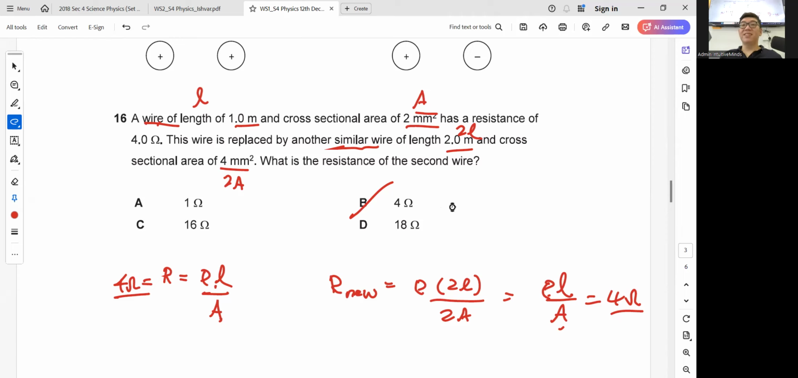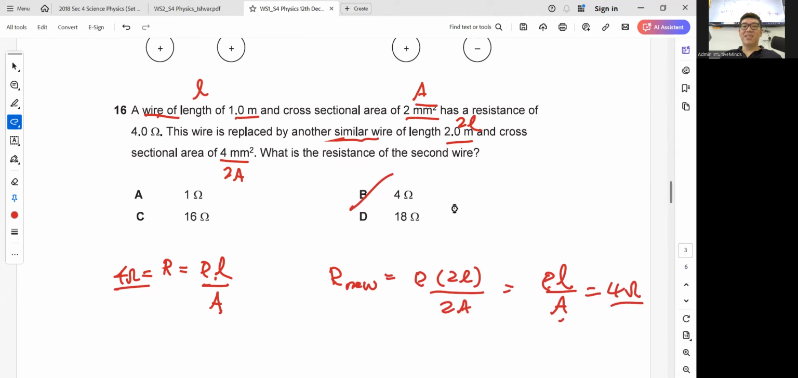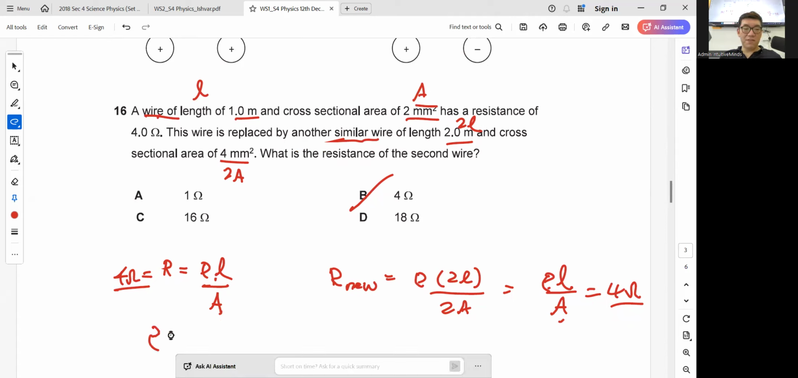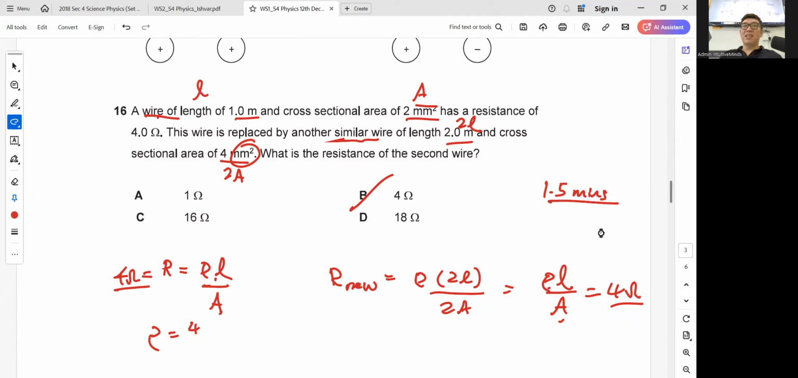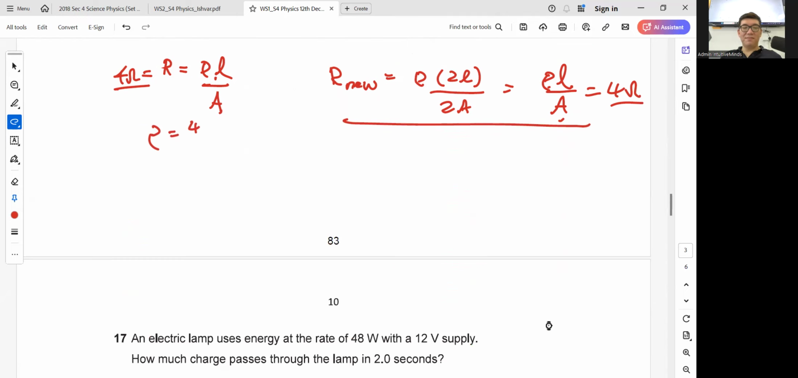Did you get it? Algebra is your best friend, man. You could find out the resistivity. You could find rho first. That's quite good. Then you take 4 times, then you got to convert to meter square. You save a lot of time if you do this. Take note, MCQs is 1.5 minutes to do a question. So save time. Use this.